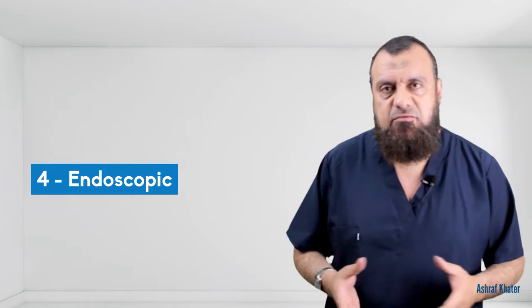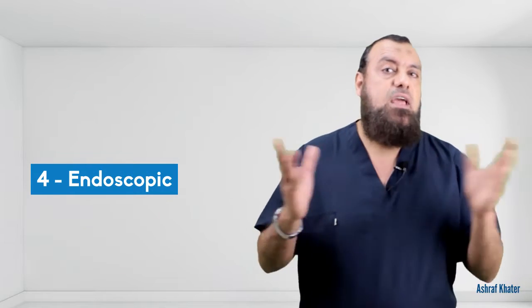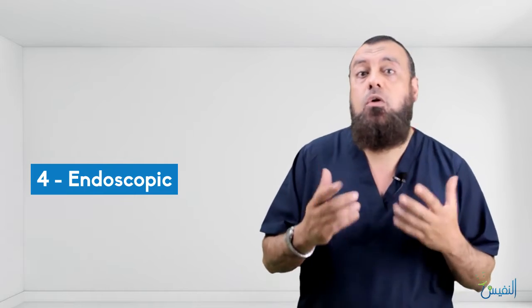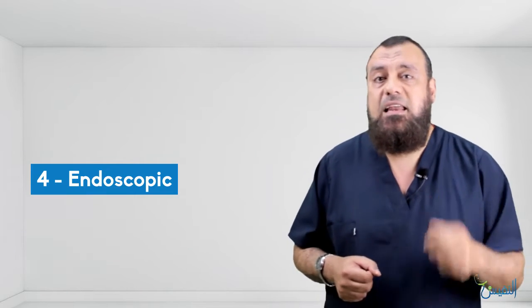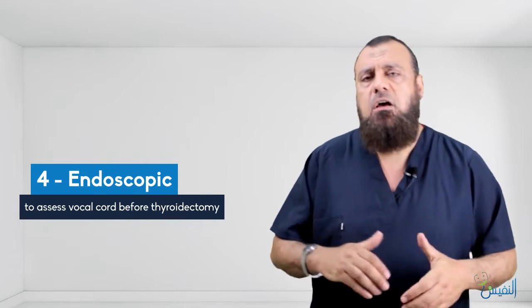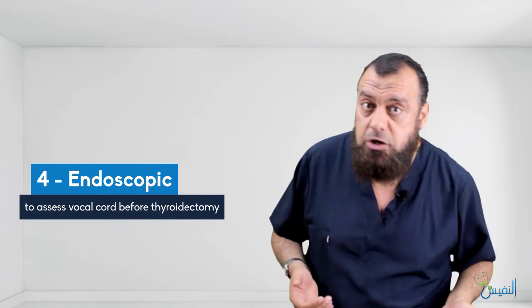Then shift to another tool of investigation, which is endoscopic investigation. There is no case of thyroid disease without examination of both vocal cords by indirect laryngoscope to assess the status of both vocal cords for the possibility of next surgery. Then we shift to what we call fine needle aspiration.